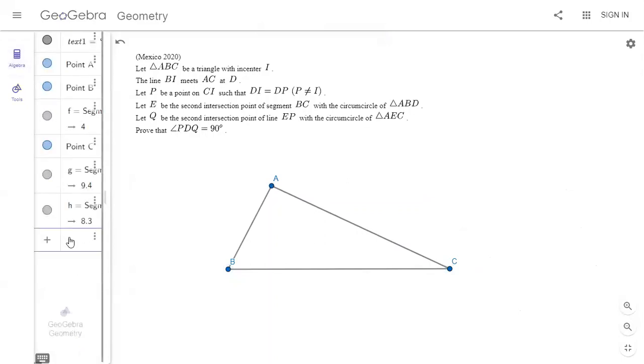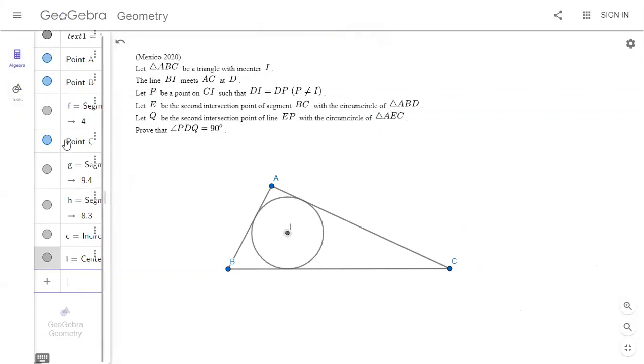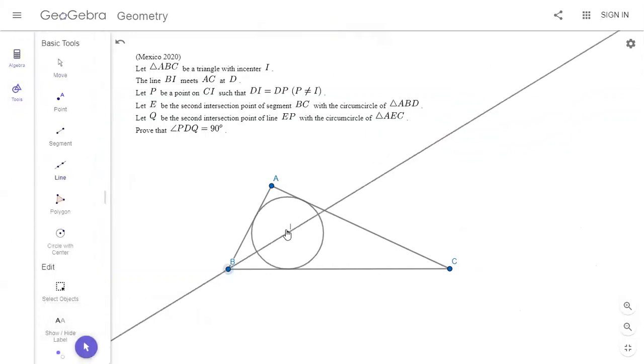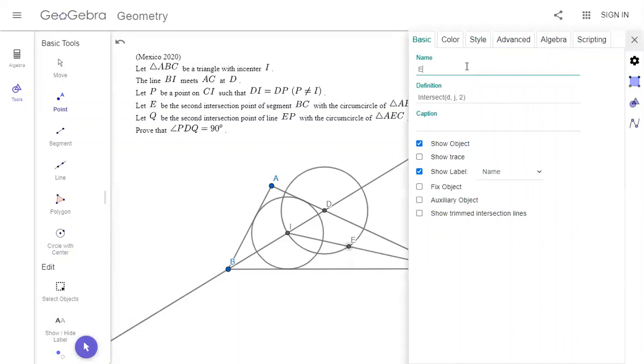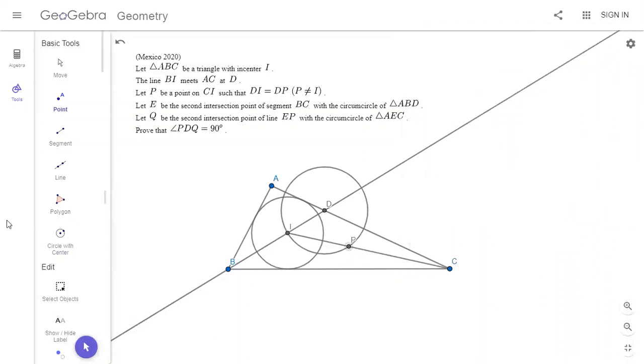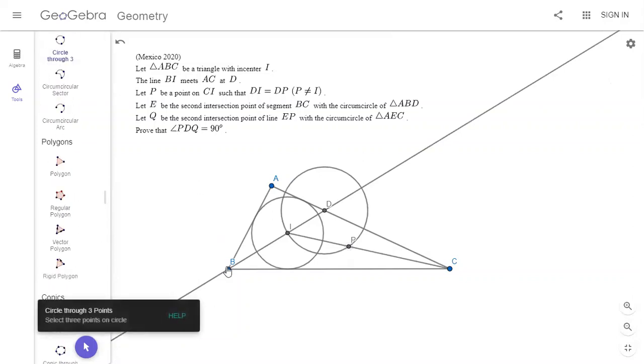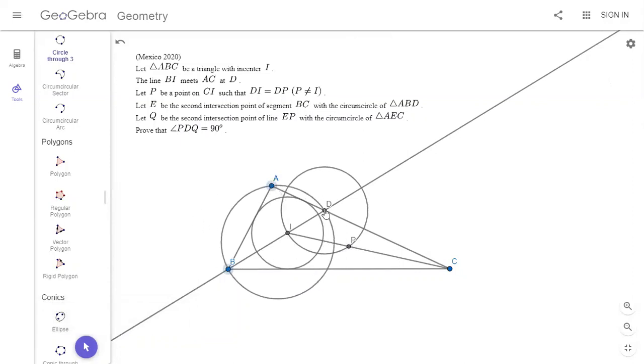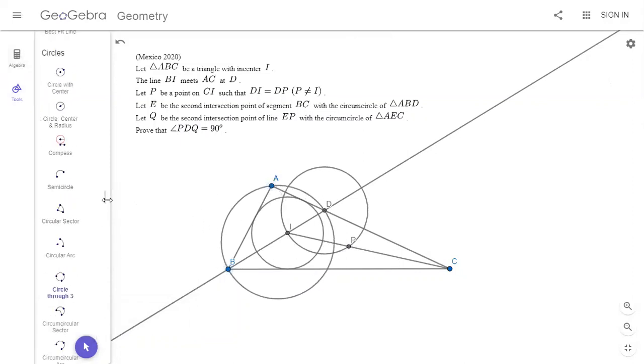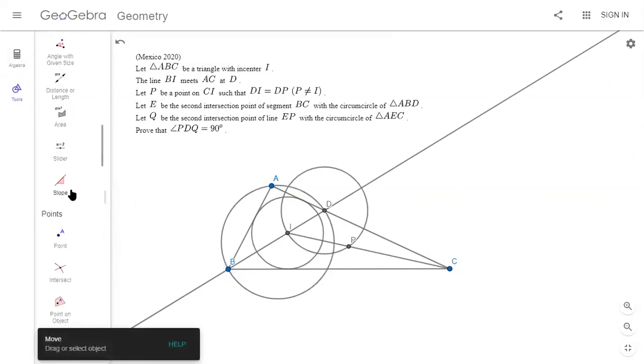So the incenter is I. BI meets AC at D. P is on CI such that DI is equal to DP. Okay, this is P. E is the intersection of BC with the circumcircle of ABD. Okay. So this is E.